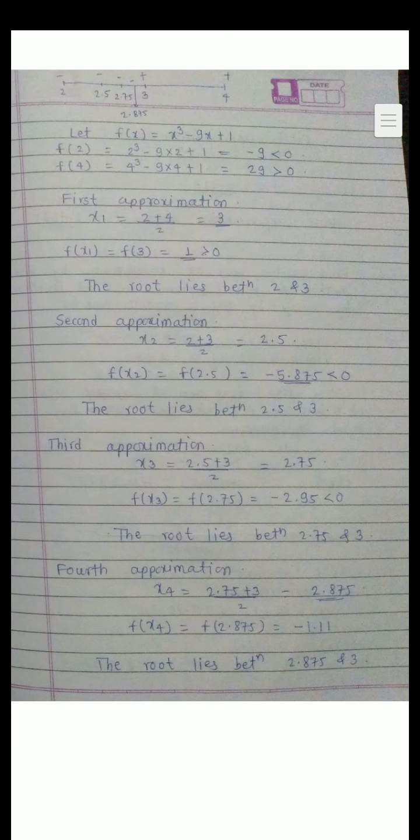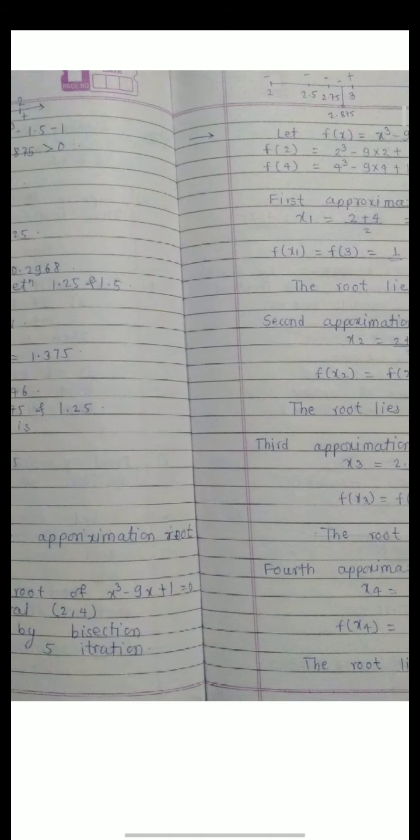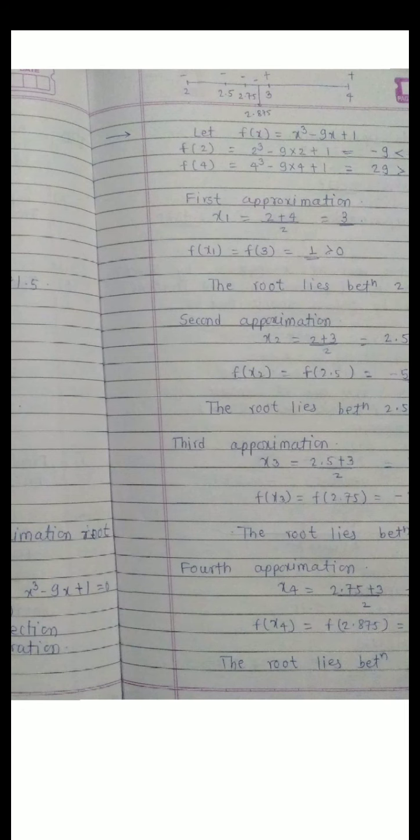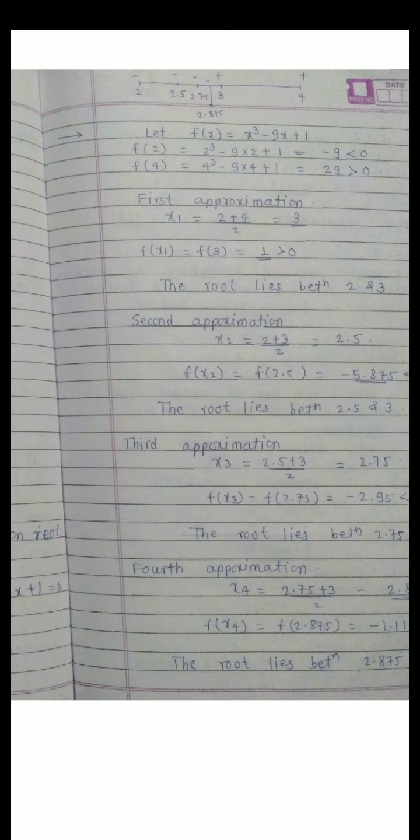Here we are given f of x is equal to x cube minus 9x plus 1 is equal to 0. This is our cubic polynomial, and they have given the interval 2 comma 4. Therefore our first target is to find the value of f of 2. Here if we replace x is equal to 2, we get minus 9, which is negative. If we replace x is equal to 4 in our given polynomial, we get f of 4 is 29, which is positive. Means f of 2 is negative and f of 4 is positive. They are of opposite signs. By our working rule, the root must lie between 2 and 4.